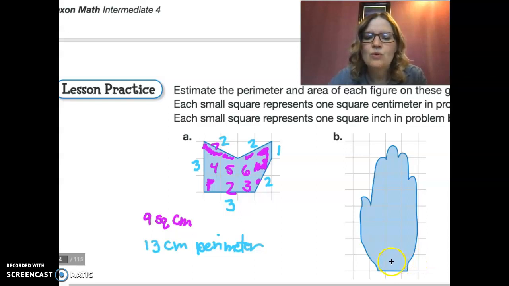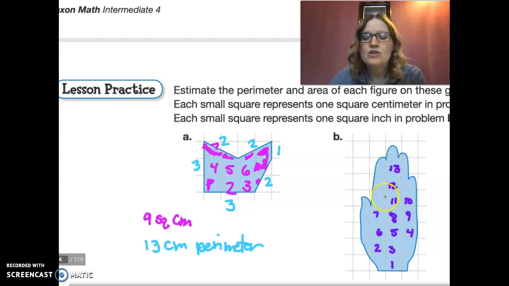We have 1, 2, 3, 4, 5, 6, 7, 8, 9, 10, 11, 12, 13. So we have 13 whole squares that we know of.